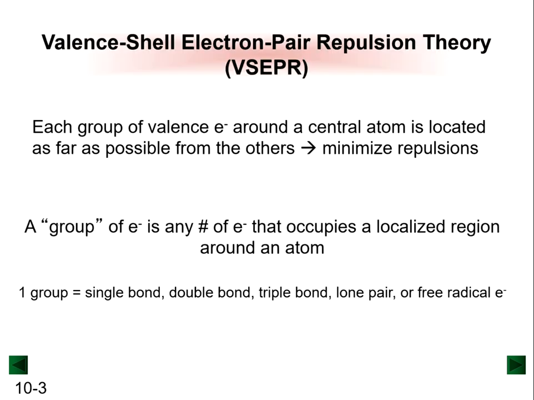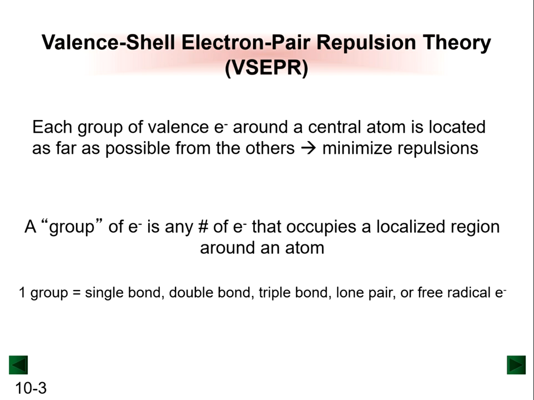The concept behind valence shell electron pair repulsion theory is that around a central atom, for example, sulfur in sulfuric acid, each group of valence electrons around the central atom locates itself as far as possible from the other electron groups. They want to minimize repulsions. Therefore, the electron groups repel one another and develop a geometry that minimizes those repulsions.